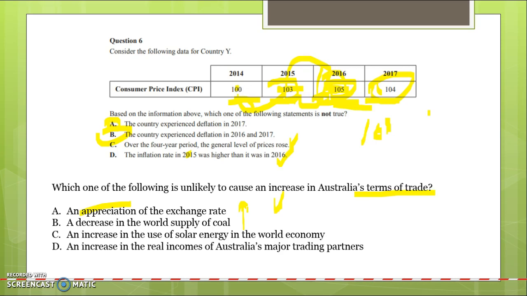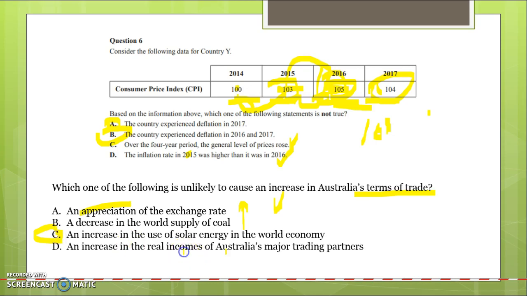The third one, an increase in the use of solar energy. Well, solar energy, unfortunately, is a substitute for coal, so if more countries are using solar energy, it's likely to reduce the demand for Australian coal, which will lower the price of Australian coal, which will lower the price of our exports, which would lower the terms of trade, which makes that the correct answer.